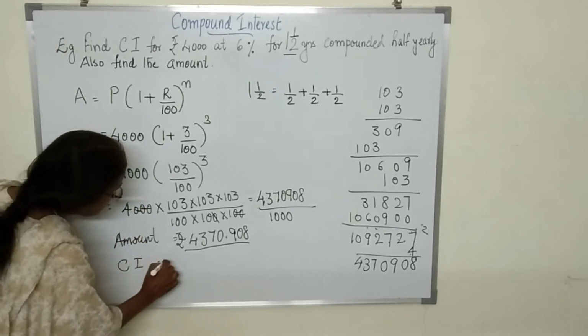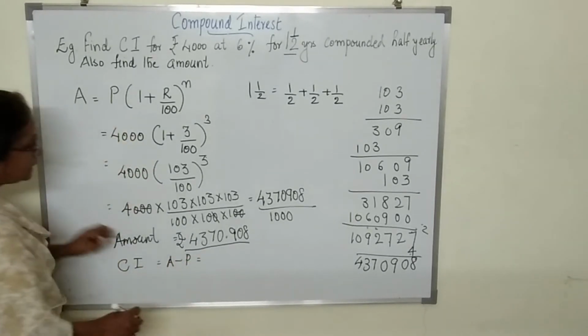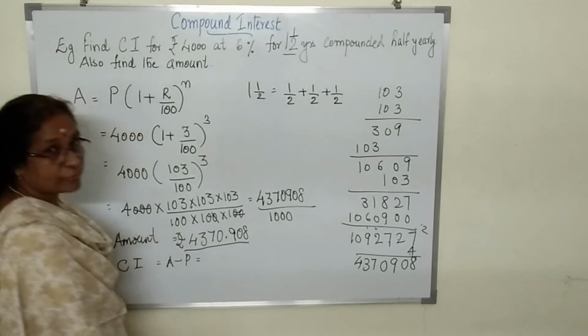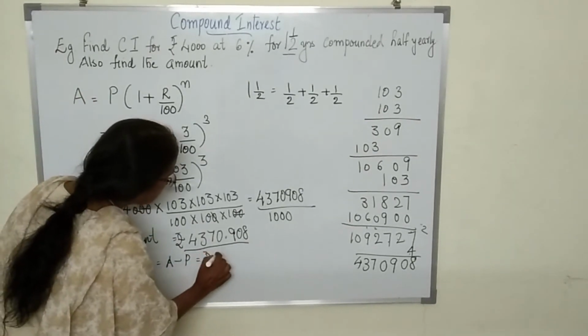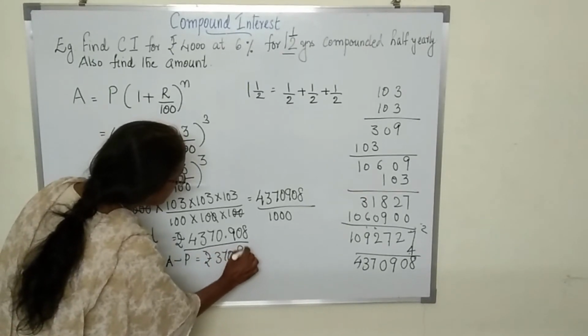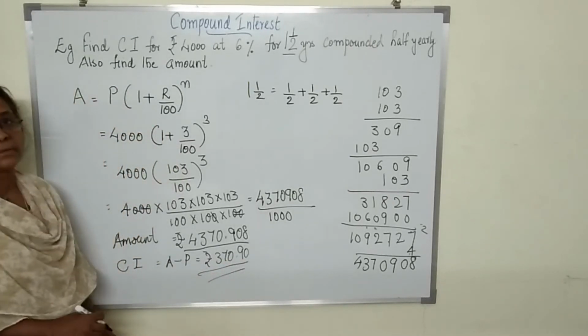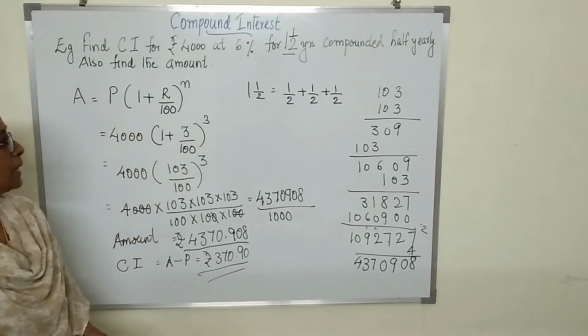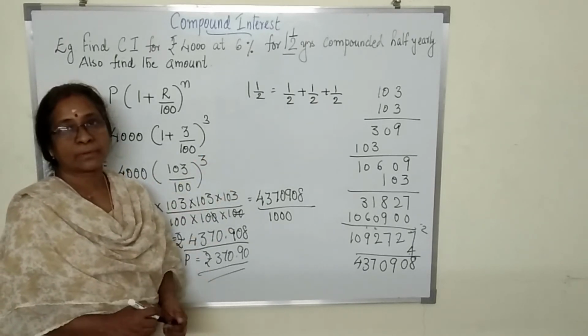CI, compound interest, is equal to amount minus P. That is, from here you subtract 4,000. So you get rupees 370.908. When it is rupees, you can stop after the second decimal. Now we will see how to do it step by step.